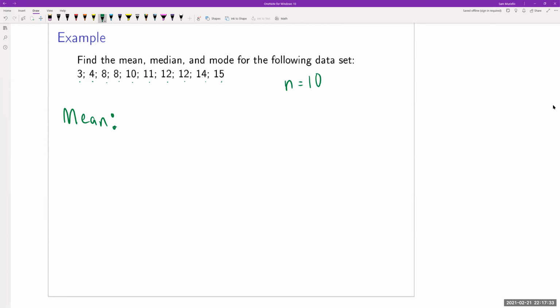Little n is the variable that we use for the sample size. If this was the entire population, then we would use a capital N. You can assume, unless it states otherwise, that we're just dealing with a sample.